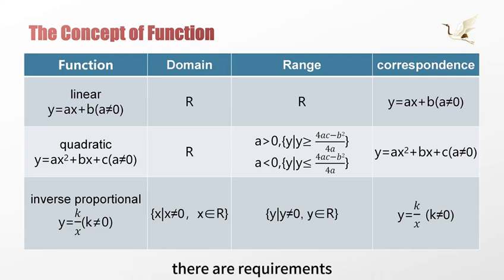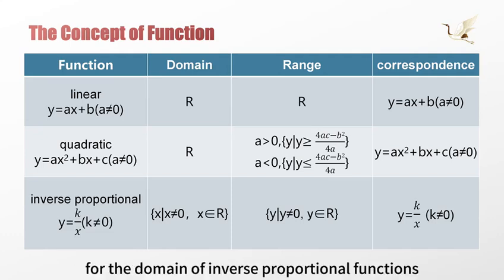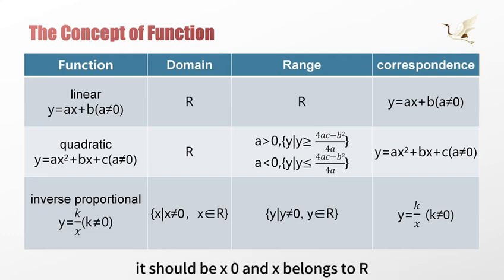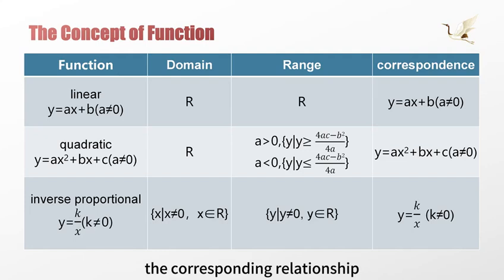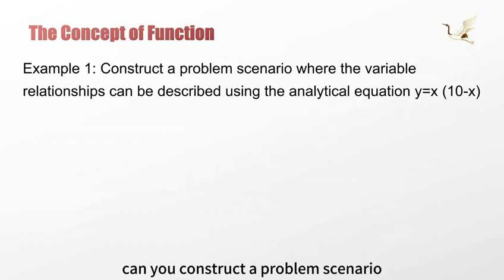There are requirements for the domain of inverse proportional functions. It should be x not equal to 0 and x belongs to R. The range of values is y not equal to 0 and y belongs to R. The corresponding relationship is also its analytical expression. Can you construct a problem scenario where the variable relationships are expressed using the analytical formula y equals x multiplied by (10 minus x)?